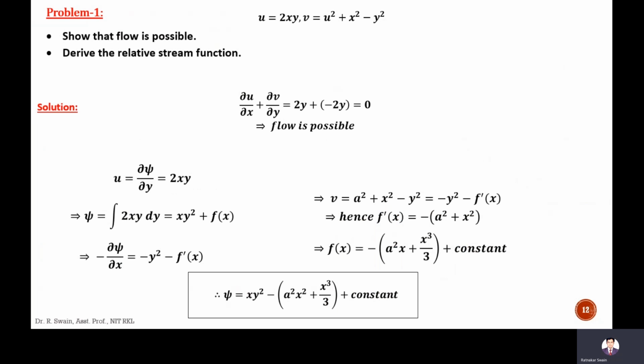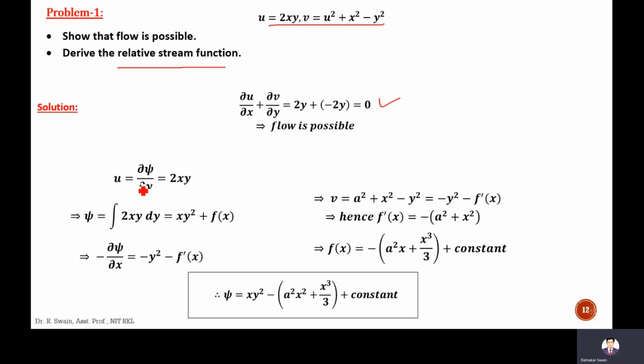Okay, just come to this problem. So that flow is possible, u is given, derive the stream function, u and v are given. So the continuity equation, del u by del x plus del v by del y, will be equal to 2y plus minus 2y, which is 0. That means flow is possible.